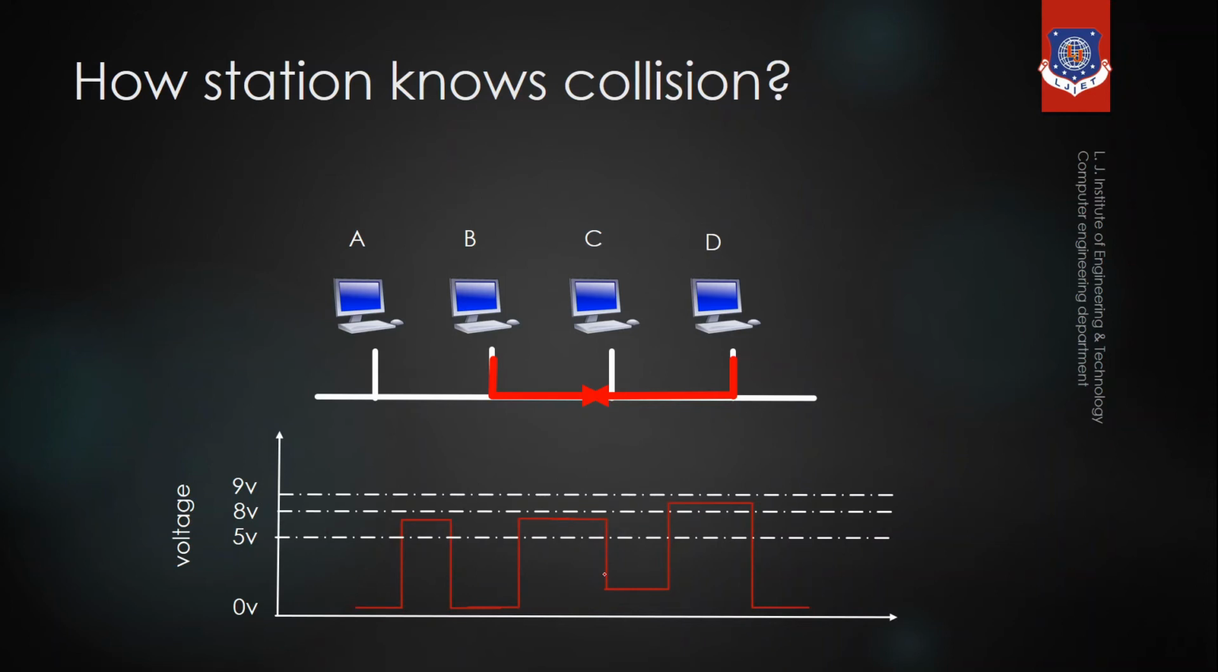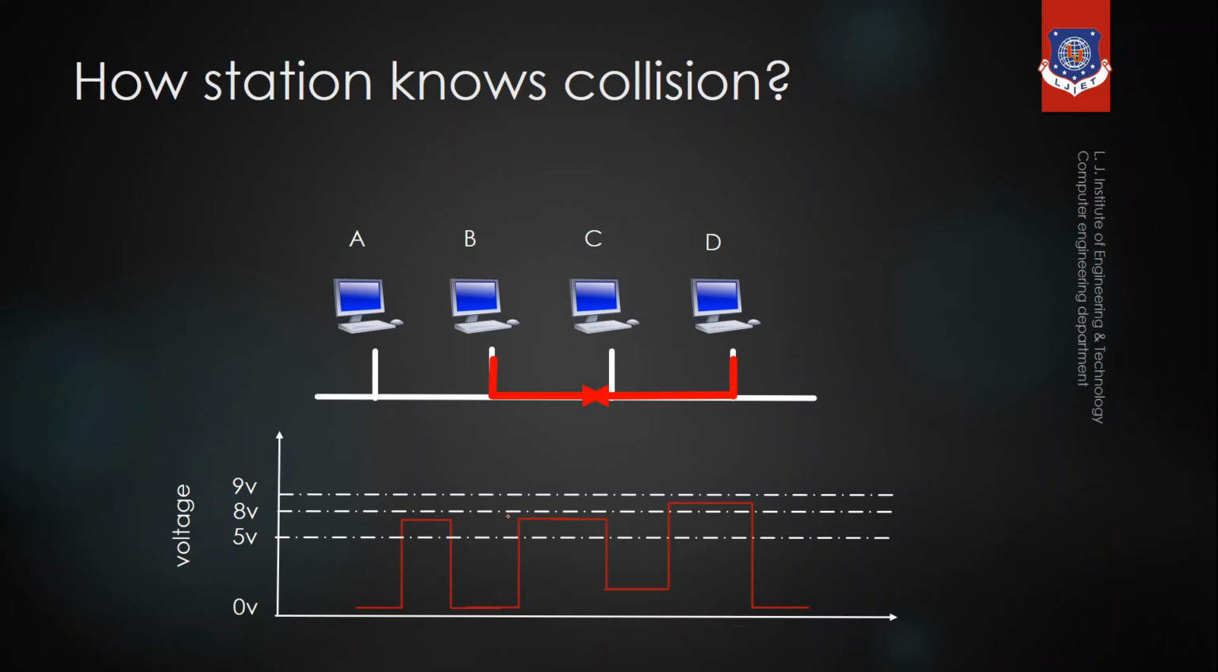Now when the sender sent the signal, it had only two levels, 0 volt and 5 volt. But after collision, the signal has multiple voltage levels. And when this type of signal is received by the receiver, it won't be able to understand it because the voltage level is completely changed. So what I'm trying to say is, when the sender detects an abnormal signal, it finds that there is a collision in the network.